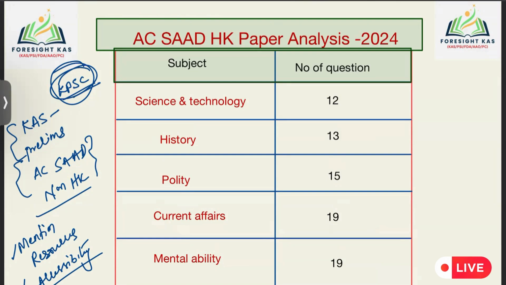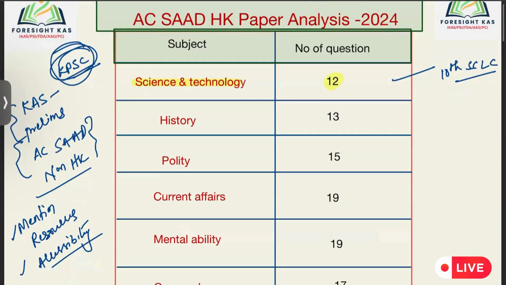So science and technology was much dominated in the ACSAT paper. Around 12 questions have been asked, and that too at the elementary level, up to 10th standard level. SSLC level, 10th standard level questions have been asked, especially from the biology or science part.